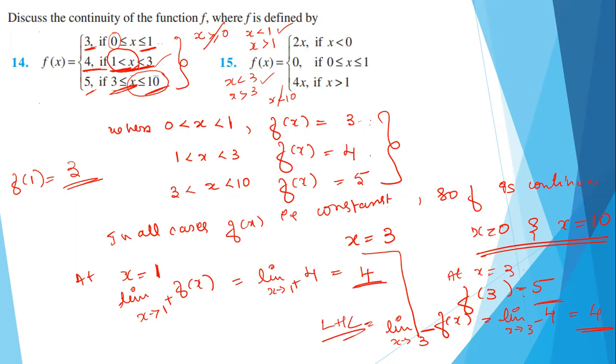So f is continuous only between 0 and 1, 1 and 3, and 3 and 10. But x is equal to 1 and x is equal to 3 are points of discontinuity. So at x is equal to 1 and x is equal to 3, the function is not continuous. Got it, right? Angel, Bharat, Deepak, understood, right?